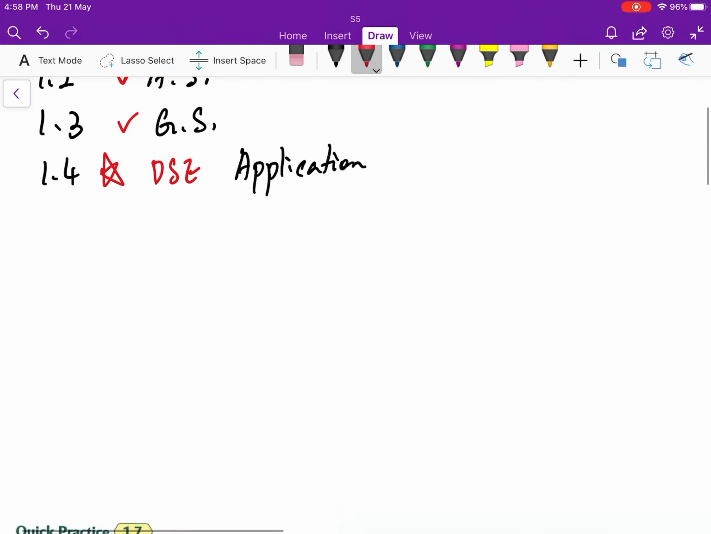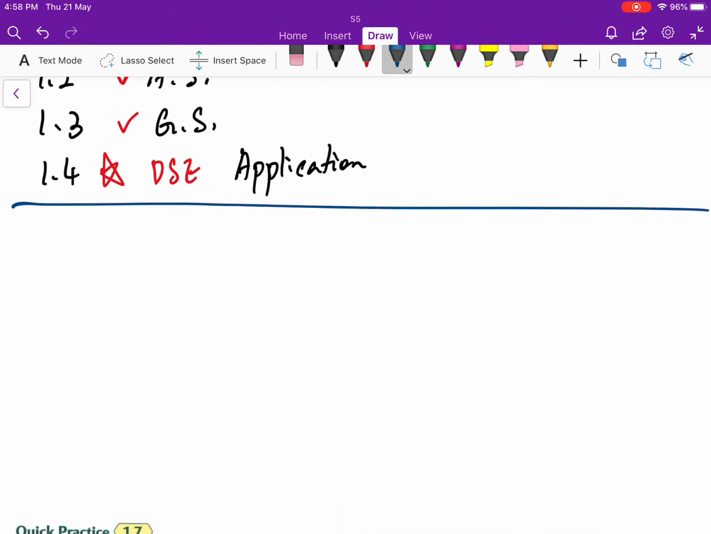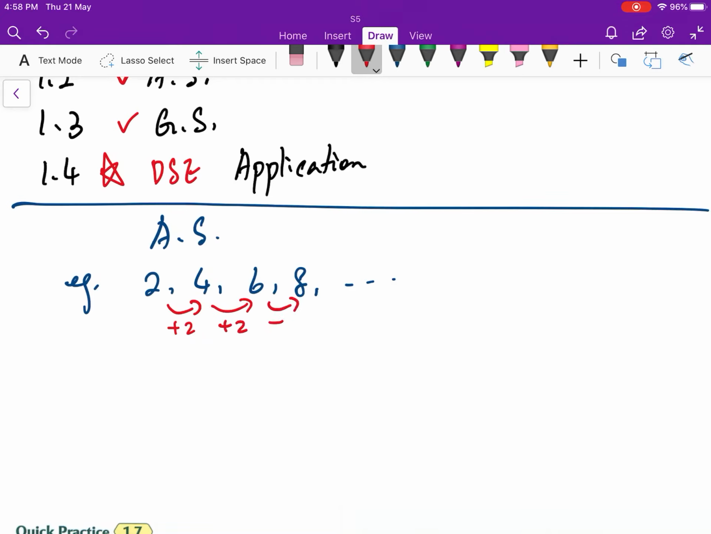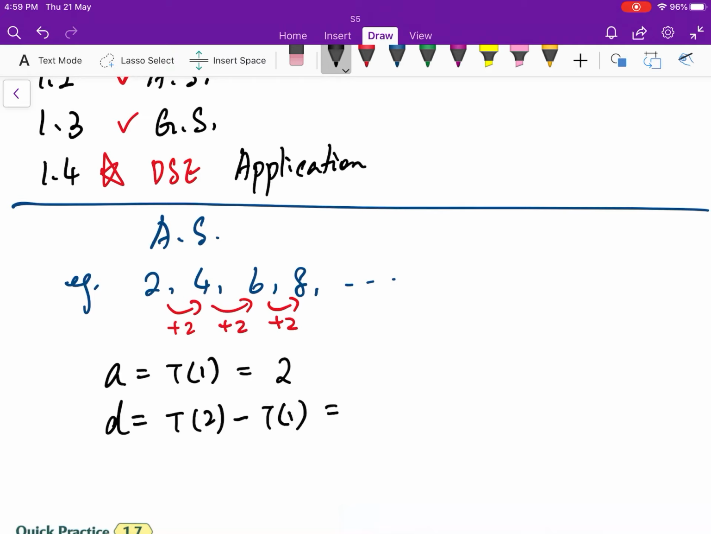First of all, the AS formula. AS is talking about a sequence that keeps acting with the same number, for example 2, 4, 6, 8, and then keep going. They have the same difference, which we call the common difference. A stands for the first term, T1, so this is 2. Then we have D. How can we find D? It is the next term minus the previous one.